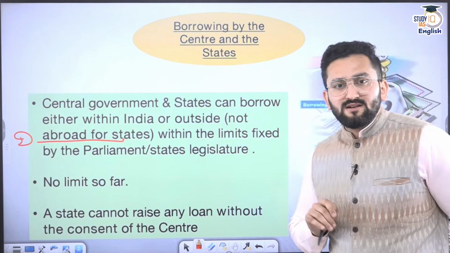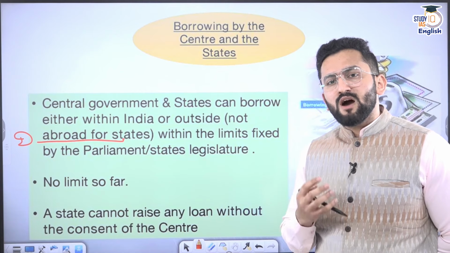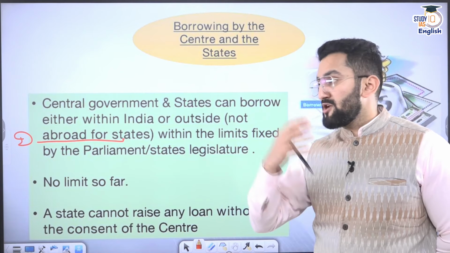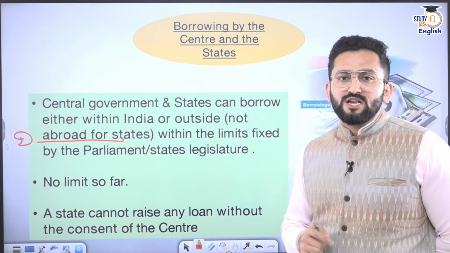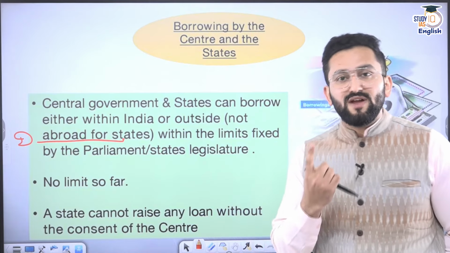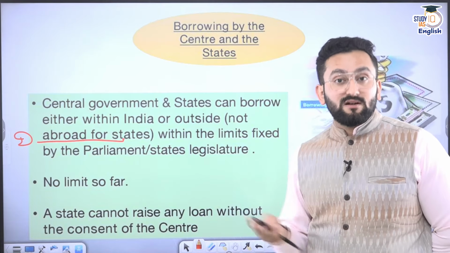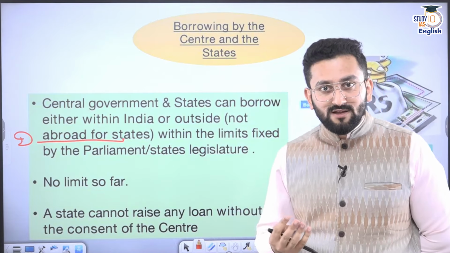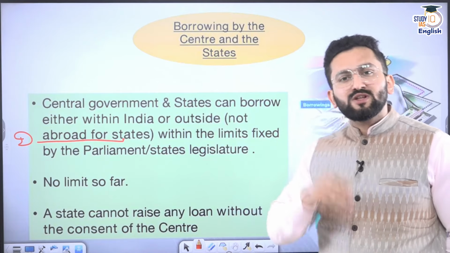Now, borrowing by the center and state. If I ask you, from where does our government, be it center or state, arrange funds to be spent on these developmental activities and daily activities, salaries and other expenditures? You will say, sir, when it comes to the state government, one source is their revenues, tax revenues. Other may be non-tax revenues. Third may be grants, which they are getting from the center. And fourth are borrowings, right? Means taking loan. Now center and state both can take loan.